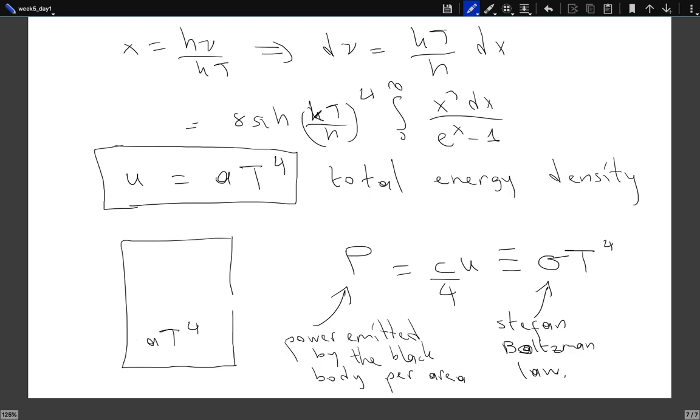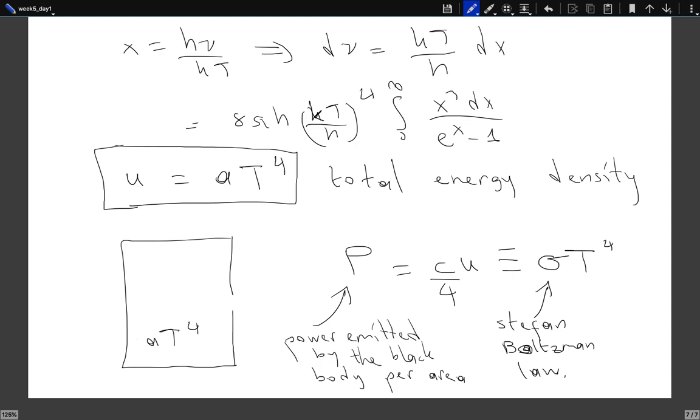And keep in mind that this A over here is a function of Planck's constant and Boltzmann constant, and that's the numerical value over there. Basically, sigma is just expressed in terms of h and k, and that's it. This was measured experimentally, and now we have a theoretical explanation of it. And they match.